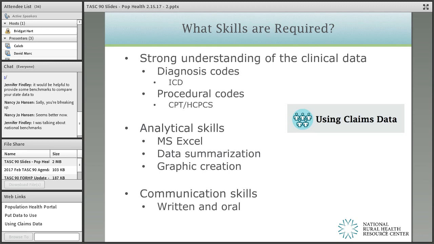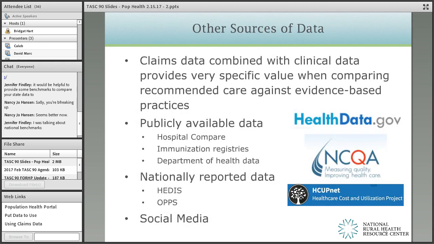And finally, you have the RIFs, the research identifiable files, which contain beneficiary level protected health information that can be used for research purposes. It does, however, require a data use agreement, and applications are reviewed by CMS's privacy board prior to obtaining access to the data.